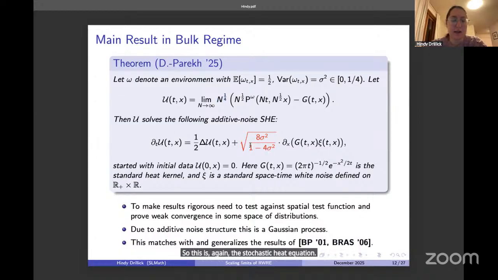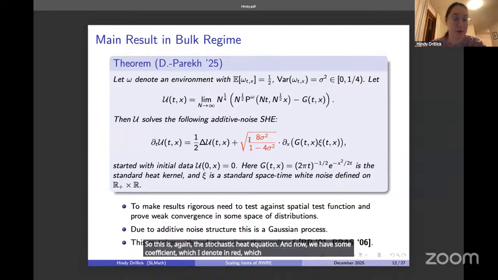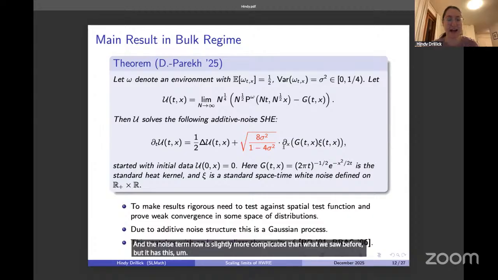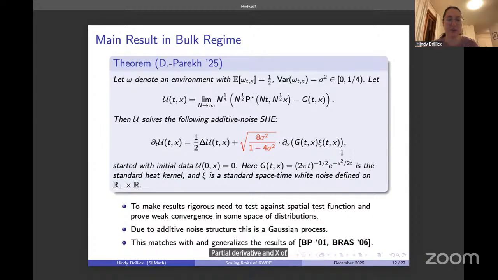And now we have some coefficient, which I denote in red, which is just some noise coefficient that depends on sigma squared. And the noise term now is slightly more complicated than what we saw before, but it has this partial derivative in x of the heat kernel multiplied by space-time white noise. So this is the SPDE that U solves starting with 0 initial conditions.